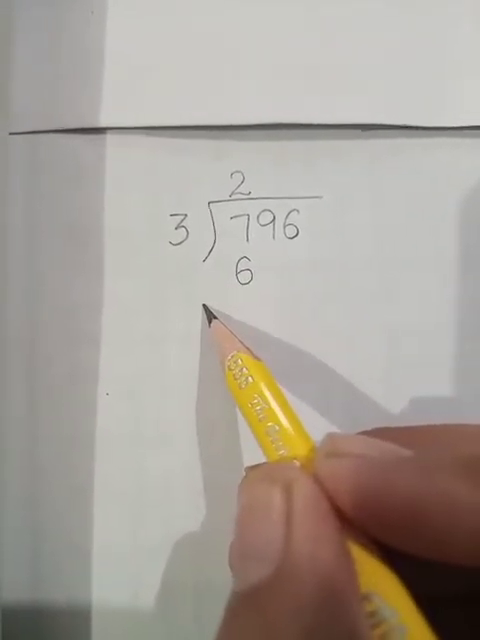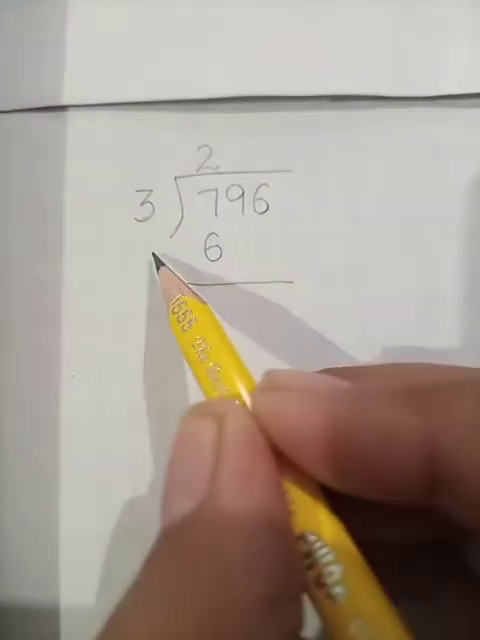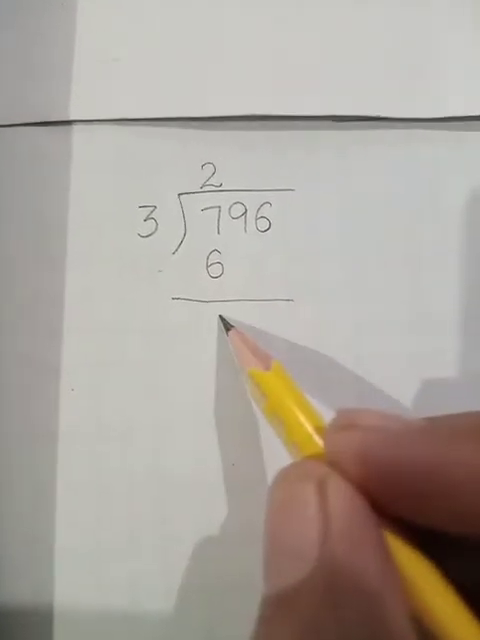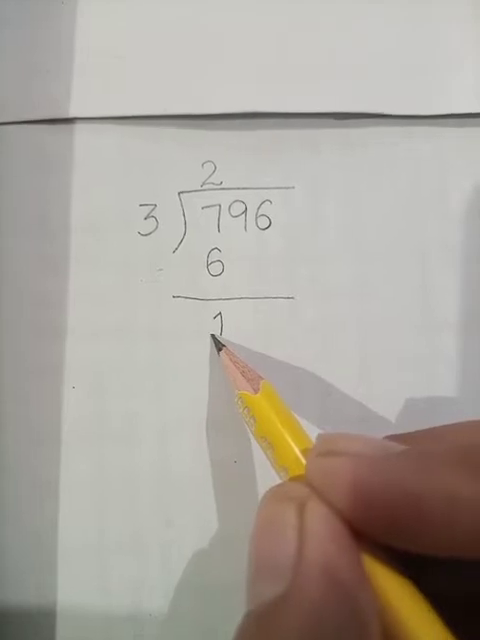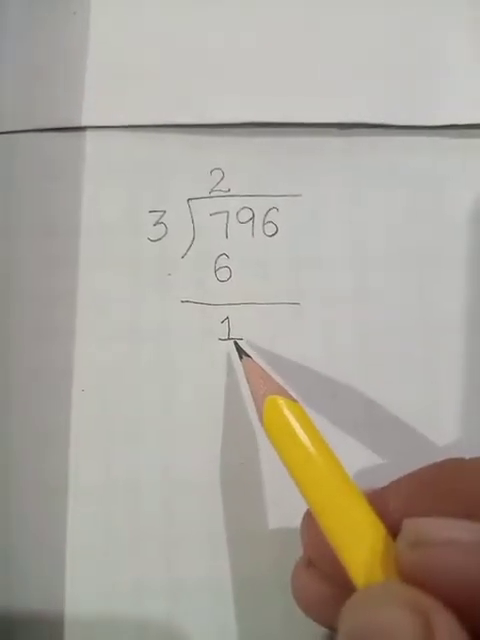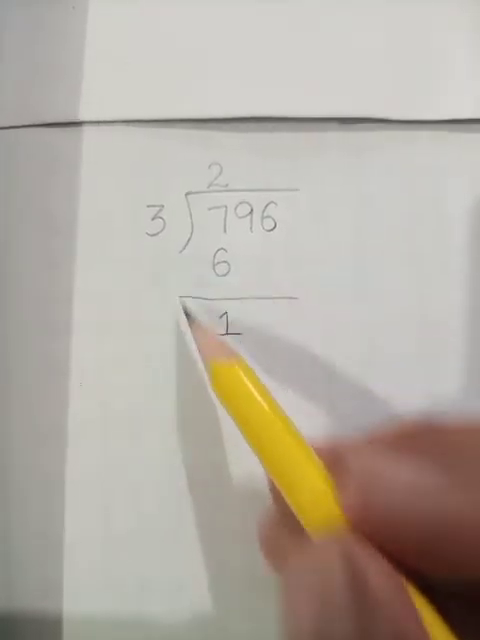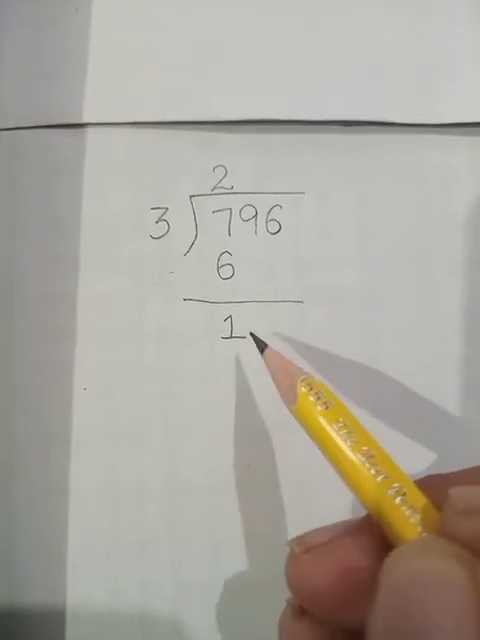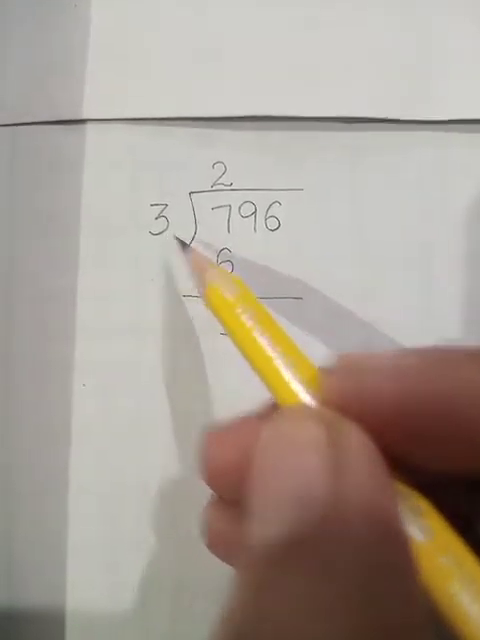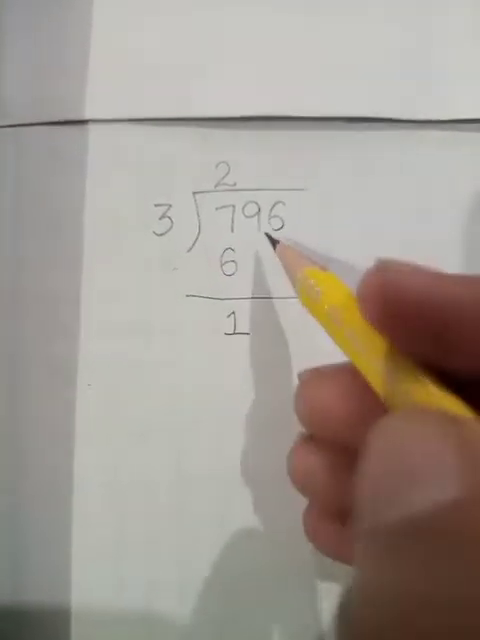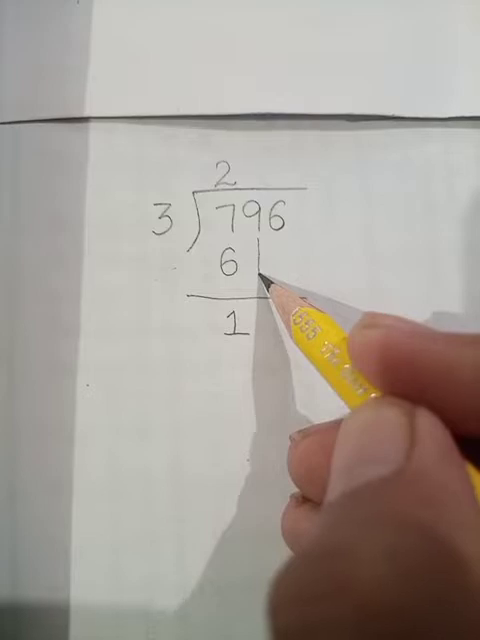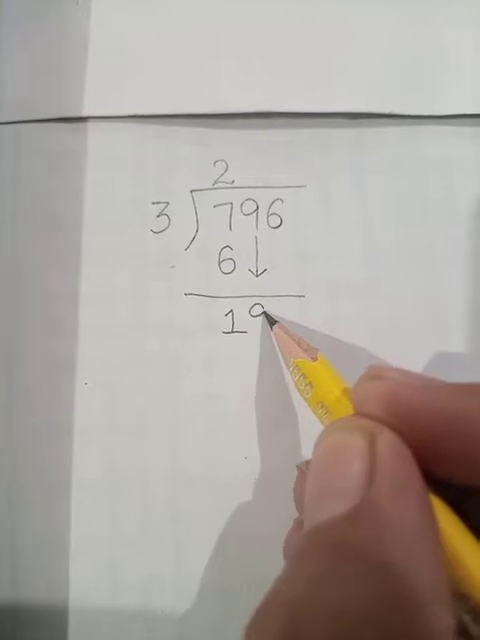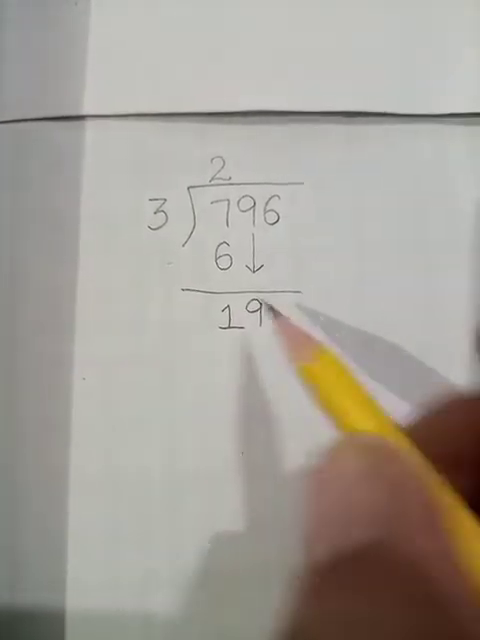Now tell me the next step. Yes, our next step is subtraction. So students, when I am subtracting 6 from the 7, here I am left with the remainder 1. Now students, tell me, is this 1 bigger than the divisor or not? Yes, our remainder is not bigger than the divisor, so we can't divide it further. We will have to bring down our next number, that is 9. So I am taking 9 down into the tens column.